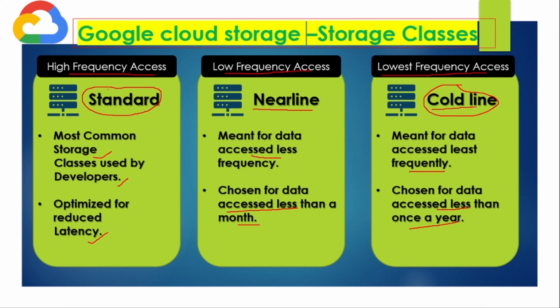Usually this coldline class is used for archival purposes or for records that have to be kept for some minimum amount of time. For example, a transaction that you are doing today may have to be saved for 4 or 5 years. In those kinds of scenarios, we'll use the coldline class, right?